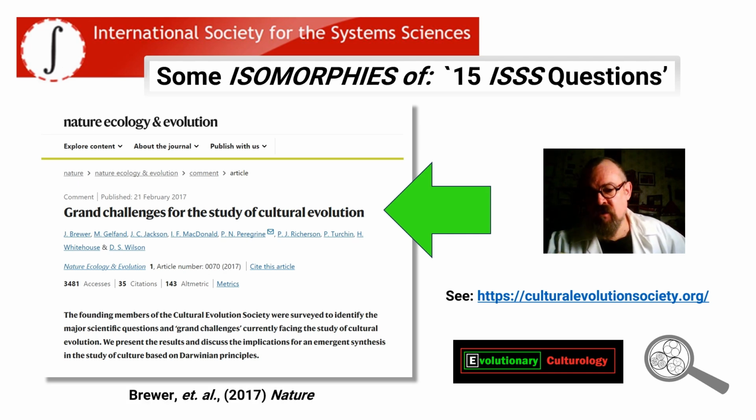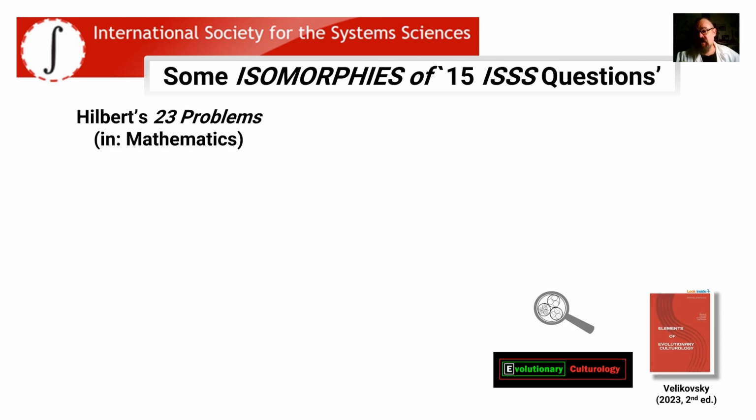That was by Brewer and others in Nature in 2017. There was a questionnaire that went round before in 2015, and then that paper was the result of the survey of the members of the CES. Next. Another isomorphy of those 15 ISSS questions, great questions they are, would be Hilbert's 23 problems in mathematics.